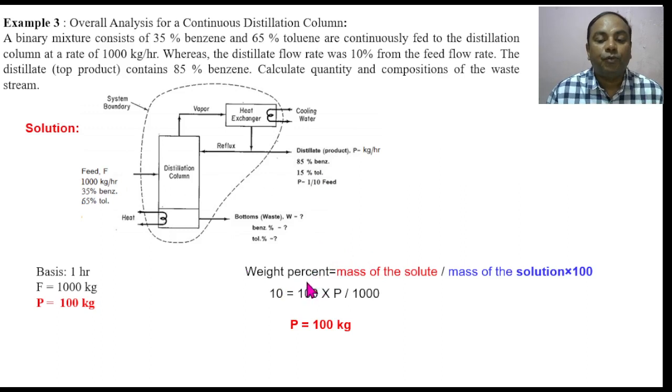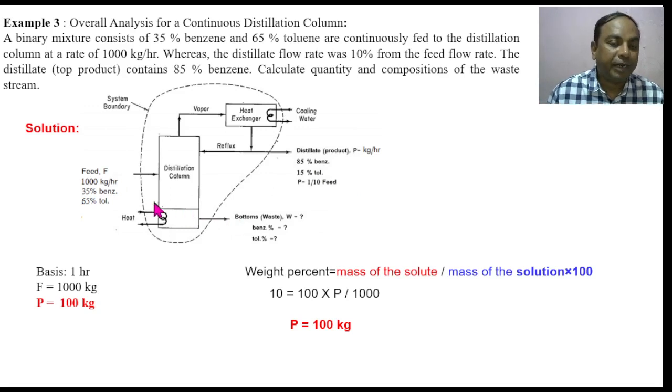Okay, so we have used this simplest formula and calculated the weight percent of distillate that is flowing as a saturated vapor through the distillation column. So P is identified, it comes out to be 100 kg. Now what shall we do?